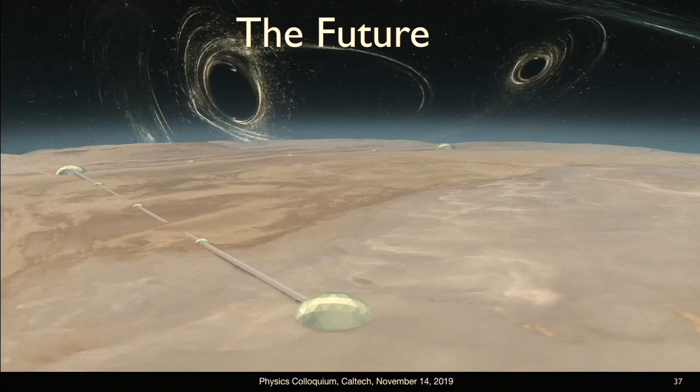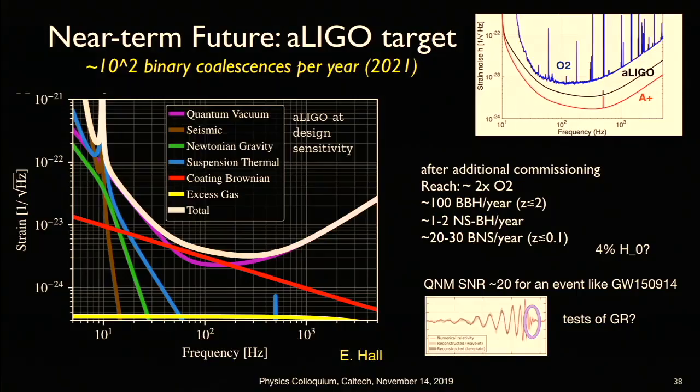So now let's talk about the future, what's going to be coming next. In the near term, the O4 run will be the run in which advanced LIGO will be at its maximal sensitivity. Here we see where the noise sensitivity was in the O2 run, and this is the expectation for LIGO at full sensitivity. So what do we expect to have by then? I'm just going to walk a little bit through the expected rates for the science that we're expecting to do at that point.